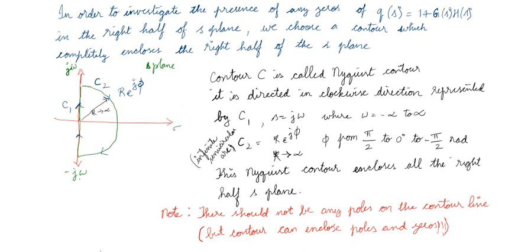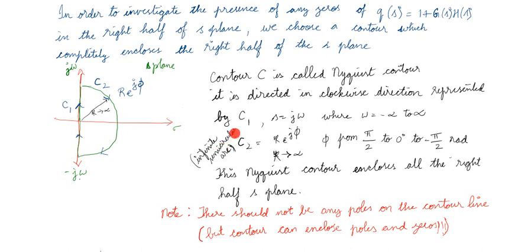Right? The straight line should cover the entire right side. So it should go from minus infinity to plus infinity, so minus j infinity to plus j infinity. So C1 is equal to s = j omega, where omega goes from minus infinity to plus infinity. So this will cover this entire line. Next, come to the segment C2. Okay, what is C2?